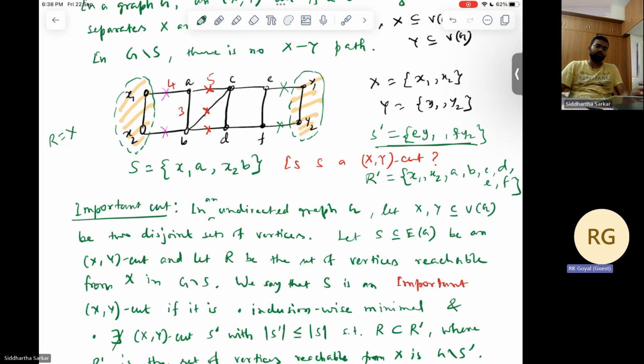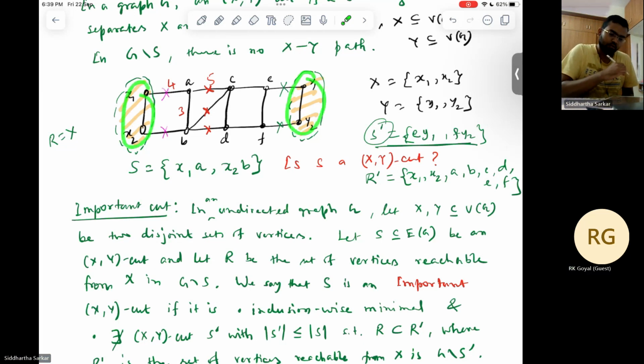Clearly, I cannot expand it further. There are only two vertices left, y1 and y2, and those two are supposed to be disconnected anyway from R dash. So there is no way to expand R dash in this case. So S dash and the corresponding R dash are important. We have illustrated how to identify an important cut. Out of the minimal cuts, some are important, some are not. It depends on whether the component containing the X part of the cut is expandable.